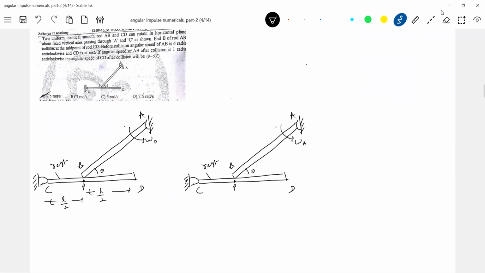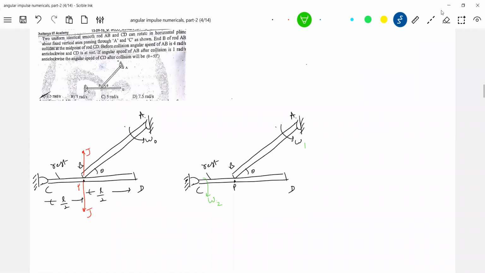Will any impulse act? Yes, some impulse will act. That impulse, I'll show it here. That impulse J will act on this rod like this, J on this rod in this direction. This impulse acting will make this particular rod rotate with omega 1, I will write it, omega 2. Okay, we'll write the equation for this.